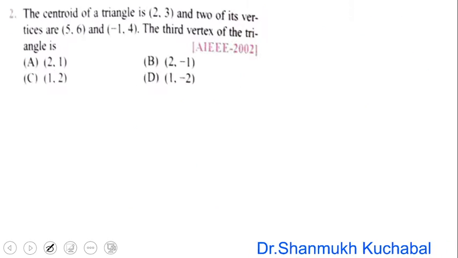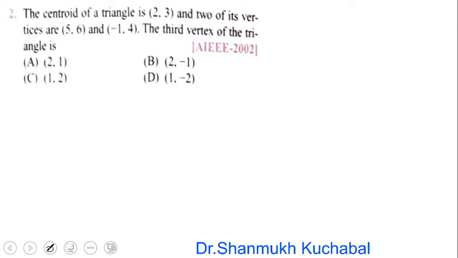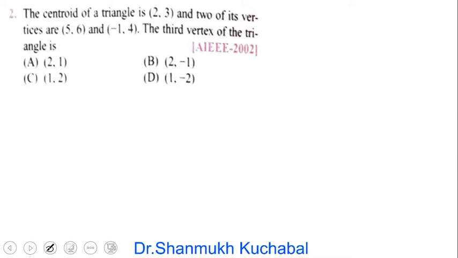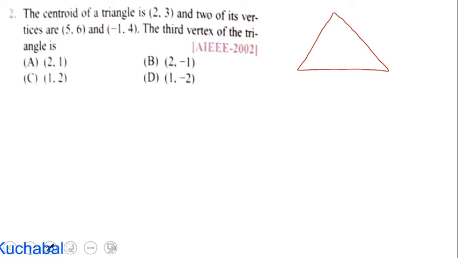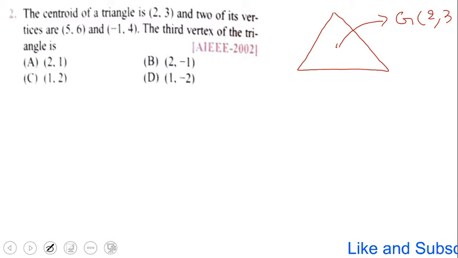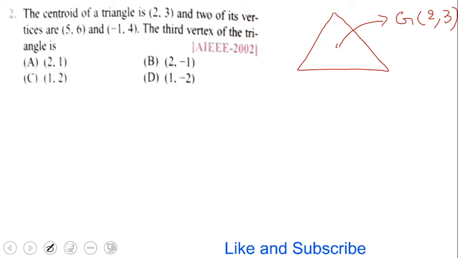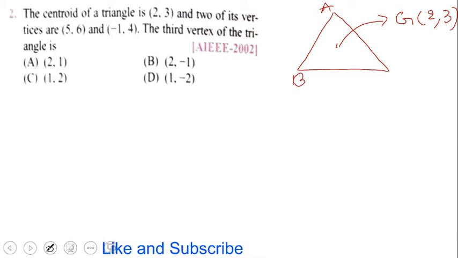Okay, we'll move to the next example. The question: the centroid of a triangle is (2, 3). We will draw a diagram so we can understand it better. The centroid is denoted by G, so G is (2, 3). Two of its vertices are given; we take A, B and C as the vertices.